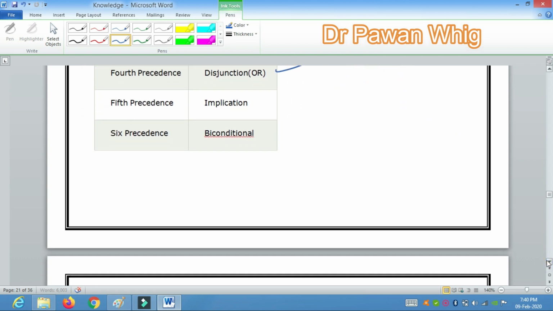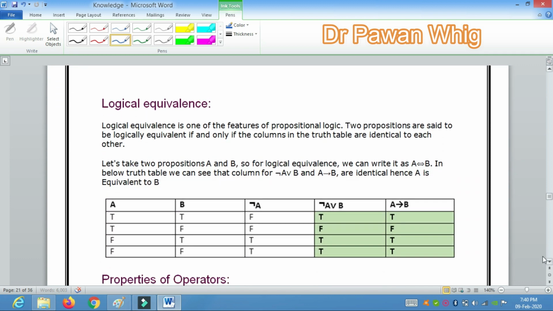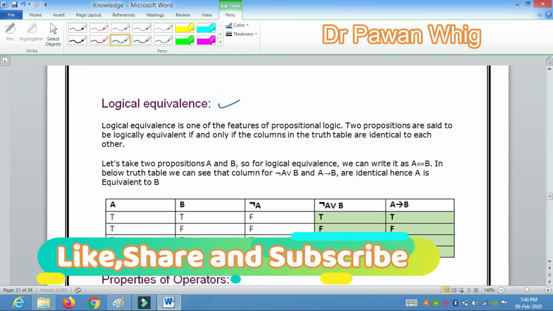So we'll move forward. What is logical equivalence? Yes, this is very important. Let us suppose you have A, B, and you have to construct a truth table for this and this.